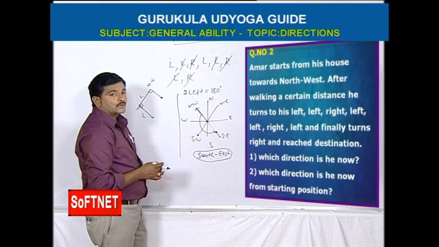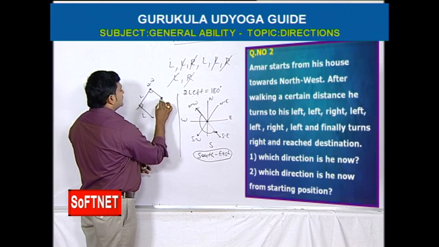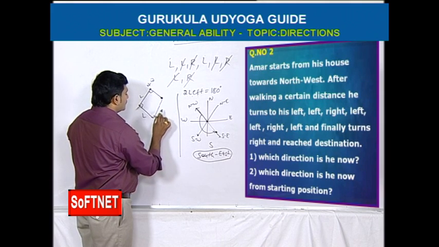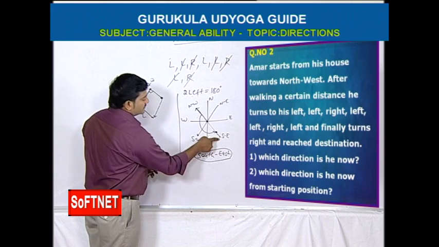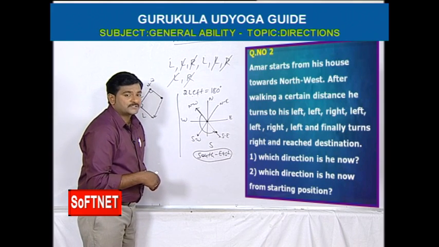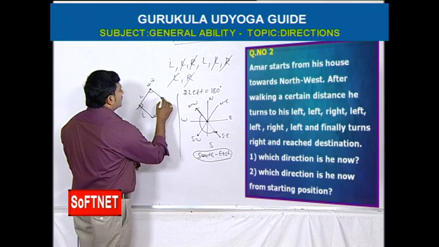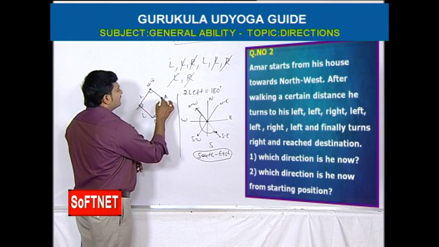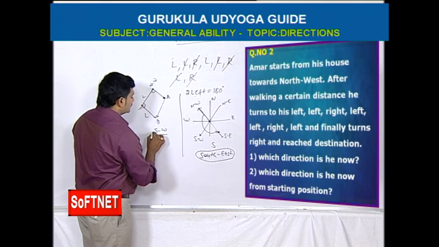So now question number 1 and 2. Let's say this is the starting point. Now with respect to this point, he is here. So which direction is he now means we will say southeast direction. But the next question is, which direction is he now from the starting point? So the starting point is A and he reached B. Now I have to say the position of B with respect to A. So what about this direction? That is said to be southwest direction.